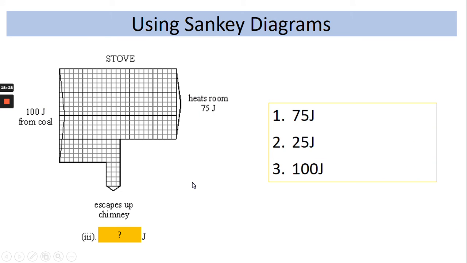So here we have a Sankey diagram for a stove, and it says that the energy going in is 100 joules from coal. The energy that heats up the room, which is useful energy, is 75 joules, and there is a certain amount of energy escaping through the chimney. So using the conservation of energy, have a think and guess how much is this energy escaping out through the chimney. How much do you think it is?